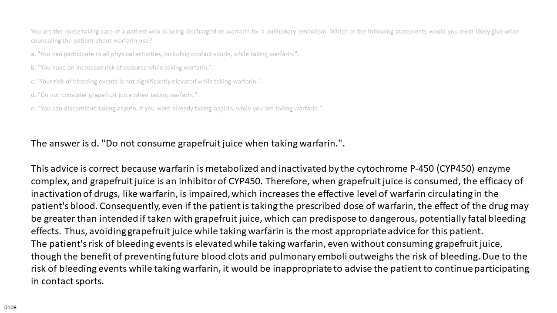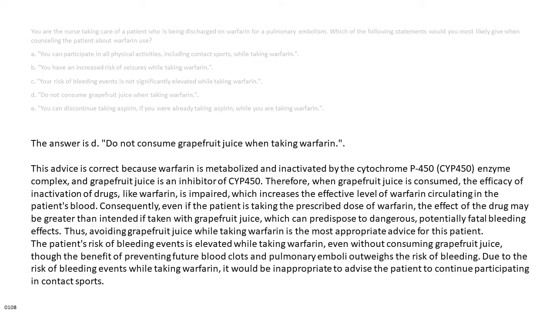The answer is D. Do not consume grapefruit juice when taking warfarin. This advice is correct because warfarin is metabolized and inactivated by the cytochrome P450, CYP450, enzyme complex, and grapefruit juice is an inhibitor of CYP450.